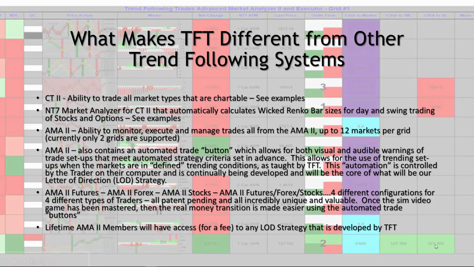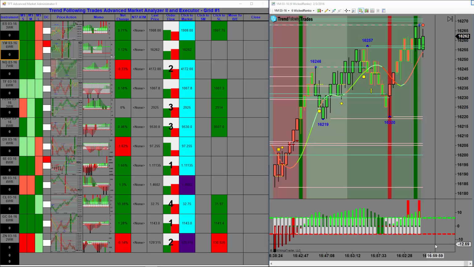Okay, and as I explained before, lifetime AMAII members will have access, for a fee, to any LOD strategy that is developed by TFT. That is something we worked on for 8 months, and the AMAII, by the way, is what is backed out of what we discovered over the 8-month period of time.